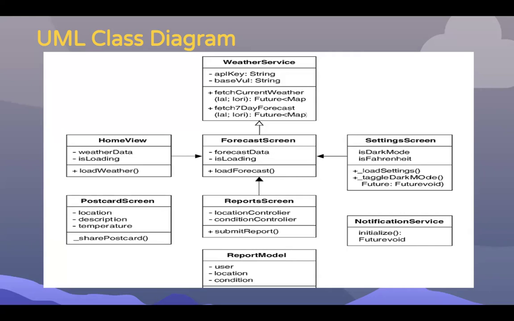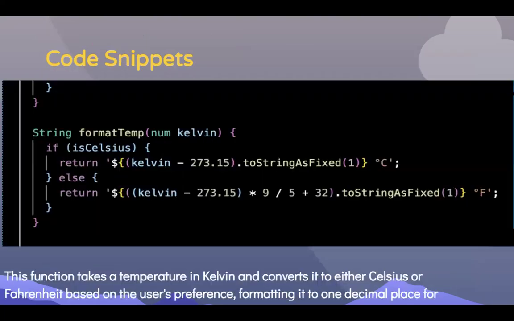And then you have the postcard screen that evokes location, description, temperature, and also where the users can share the postcards. You have the report screen that allocates the location controllers and the condition controllers. The report module shows the user location and conditions. And for notification, it initializes different new outputs and new updates. And also the future void. That's it.